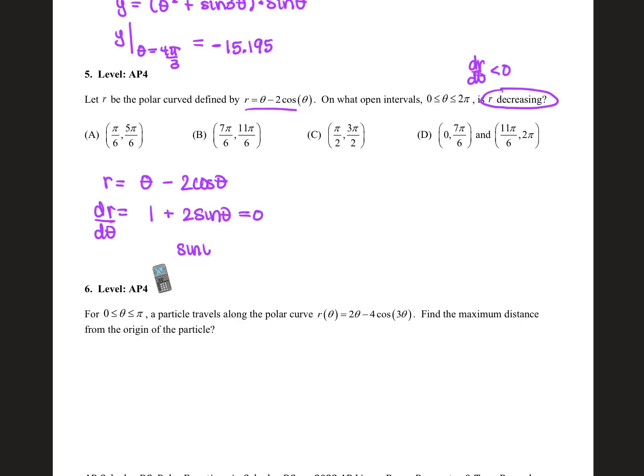So 1 plus 2 sine theta is equal to 0 when sine theta is equal to negative 1/2, at theta equals 7 pi over 6 and 11 pi over 6. So that's the only time we're going to pass through 0. And if we're not passing through 0, that means we're either going to be positive or negative. So between 0, you'll be either totally increasing or totally decreasing.